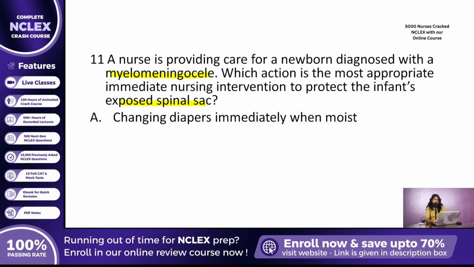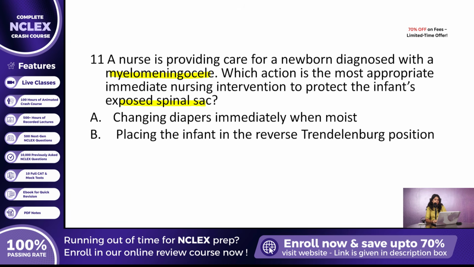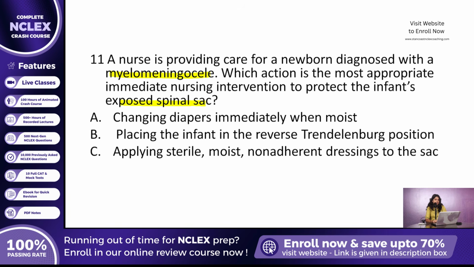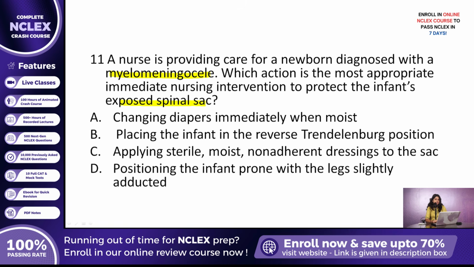A. Changing diapers immediately when moist. B. Placing the infant in the reverse Trendelenburg position. C. Applying sterile, moist, non-adherent dressings to the sac. D. Positioning the infant prone with the legs slightly adducted. The most immediate or direct action needed to protect the sac itself brings us to the best and most urgent intervention. Option C. Applying sterile, moist, non-adherent dressings to the sac.